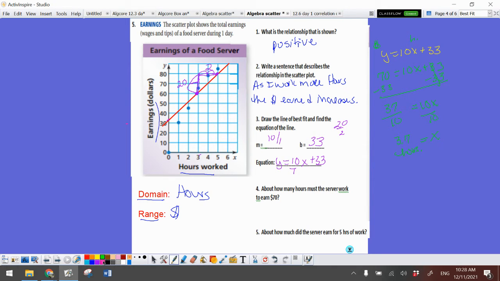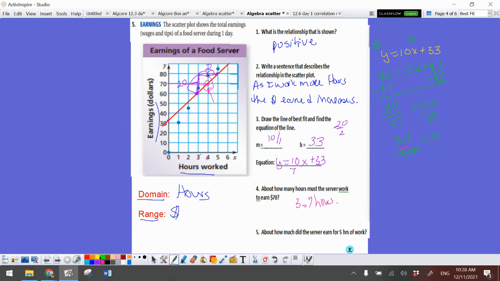Okay. So let's take a look at our graph. Let's see if that is a reasonable answer. So I need $70. So $70 is right about here. If I come across and I look at kind of where I'm at, I can see that that's pretty close to the 4 hours, and 3.7 is pretty close to 4 hours. So that's a pretty good estimate.